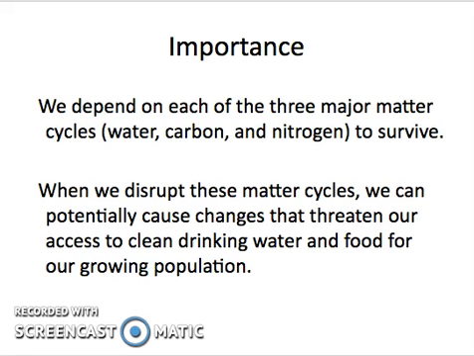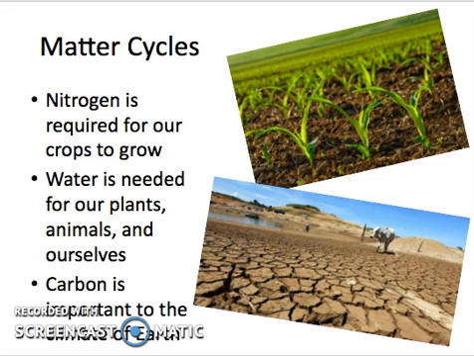So the three major matter cycles are nitrogen, water, and carbon. And again, the main things here that these impact are water, our access to clean drinking water for ourselves, our animals, and even plants, crops we grow. Nitrogen is another important one for our crops, and we also depend on our crops to feed our livestock and ourselves. And finally, carbon is really important in helping to regulate the climate of Earth, and we're going to talk about that at the very end, what's occurring with changes to the carbon cycle.